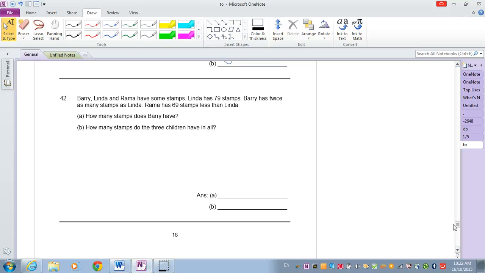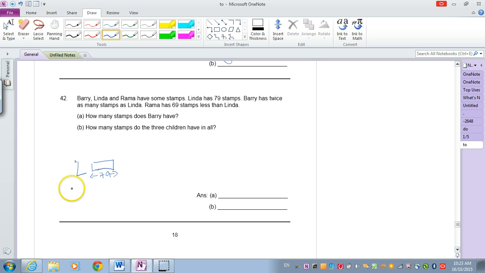Barry, Linda and Rama have some stamps. Linda has 79 stamps. Barry has twice as many stamps as Linda. Rama has 69 stamps less than Linda. Okay, now for such a question, please draw your model. Now Linda has 79 stamps, so let's draw. So Linda, she has 79 stamps. Okay, so this is 79.